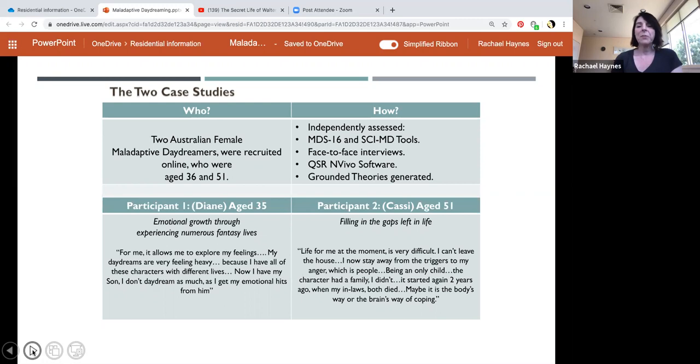"Life for me at the moment is very difficult. I can't leave the house. I now stay away from the triggers to my anger, which is people. Being an only child, the character had a family. I didn't. It started again 2 years ago when my in-laws both died. Maybe it's the body's way or the brain's way of coping."